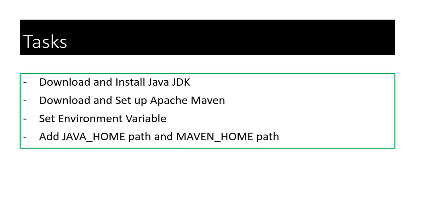So in this video, here are some tasks that we are going to implement. We will download and install the Java JDK. We will download and set up Apache Maven. We will set up environment variable. We will add the Java home path and Maven home path. Once again, to use Maven, you need to first download and install the Java JDK. We will do that in the process of this video.